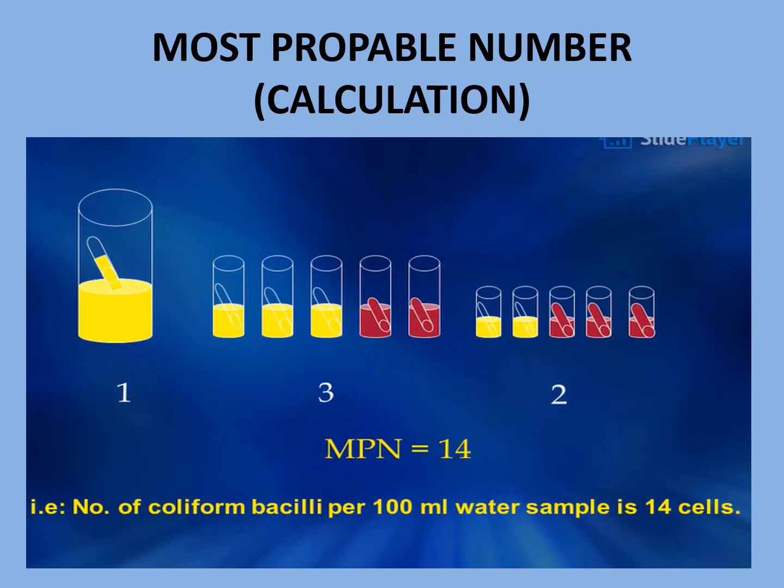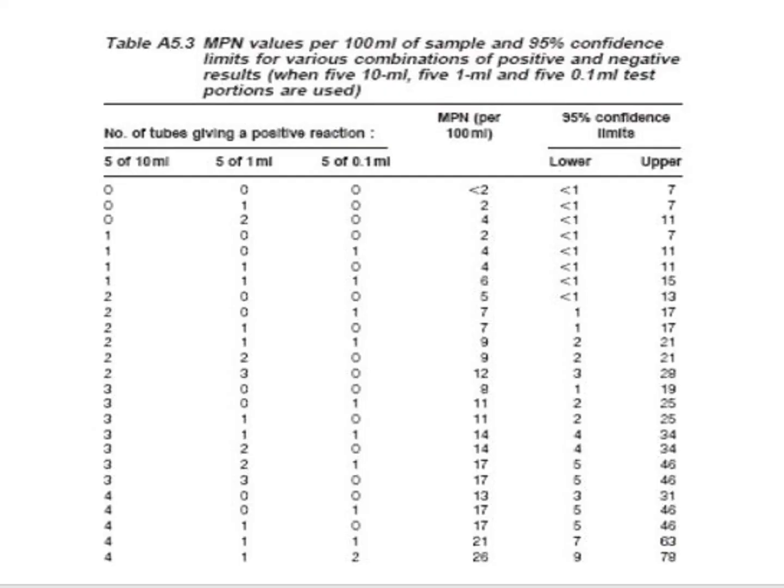Determination of the most probable number. The number of tubes giving a positive reaction is compared with the McCrady statistical table to determine the most probable number of coliforms present in 100 ml of water. This is called the presumptive coliform count. This is the MPN statistical table, or McCrady statistical table, with 10 ml, 1 ml and 0.1 ml.